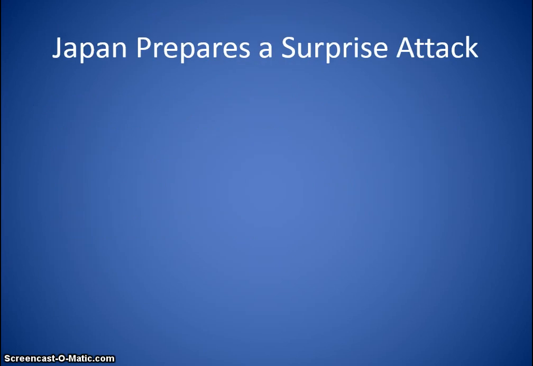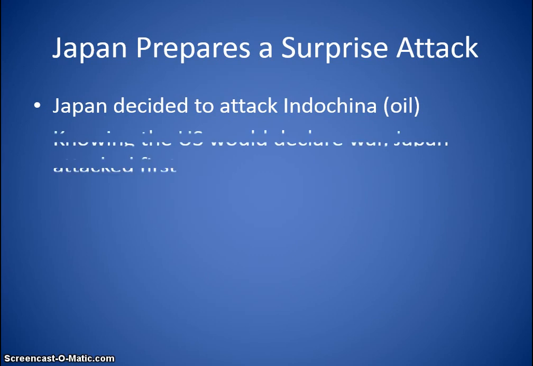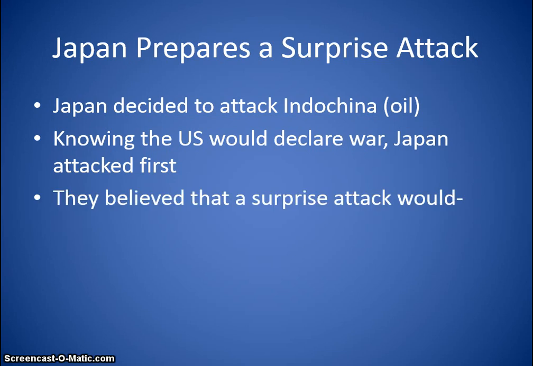So Japan prepares a surprise attack. The best place to do it will be in Pearl Harbor. It says Japan decided to attack Indochina, of course, for their oil. Knowing the United States would declare war, Japan attacked first, right? They attacked first. And they believed that the surprise attack would actually eliminate the naval power, right?